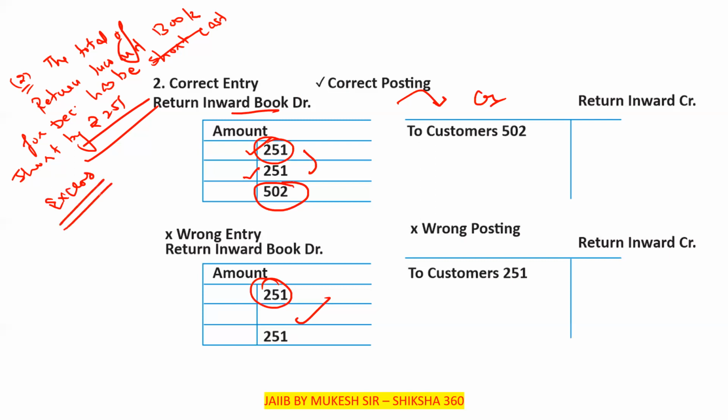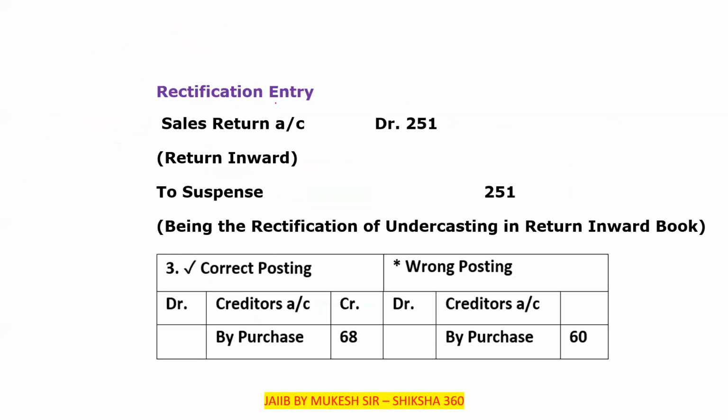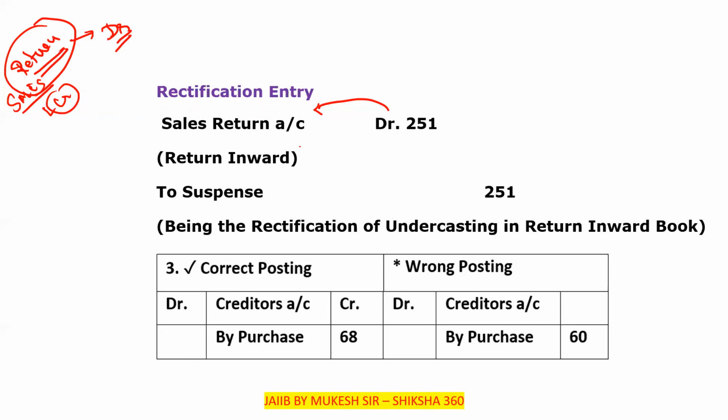Because there is an inward return, inward book, it is short cast or cast short by 251. So we are rectifying the entry here, in the simple case. Sales return account, because it is a return. I have already told you, the sales account is generally credited. Here it is sales return, so in reverse of that, it is debit. So sales return account is debited by 251, and to suspense account we have to credit that.